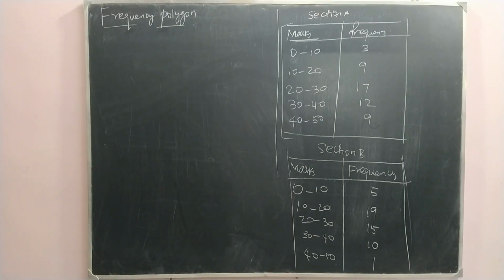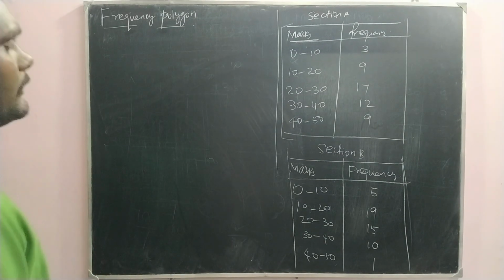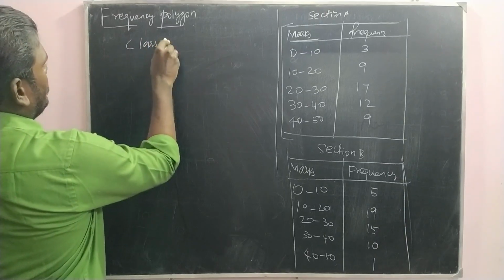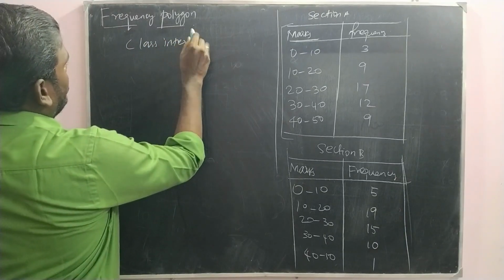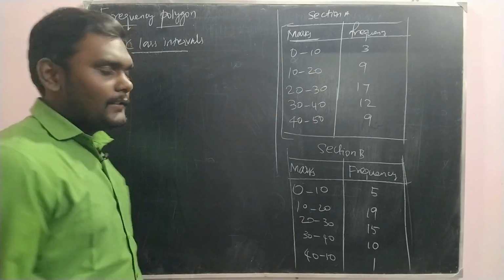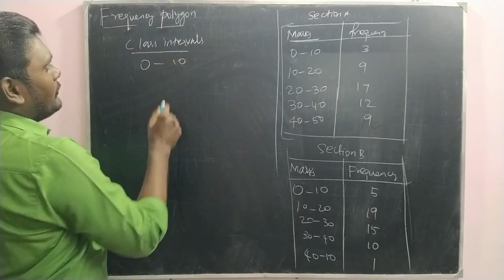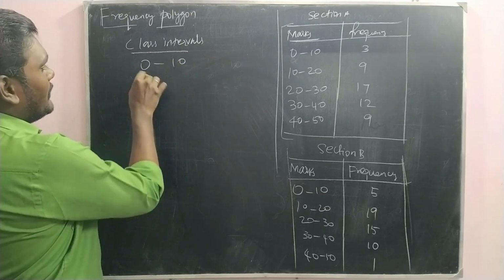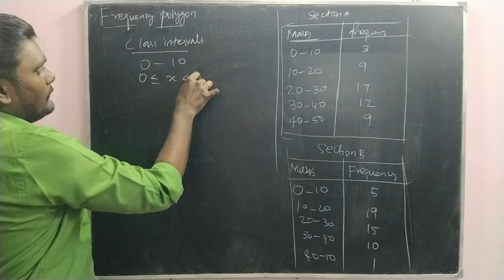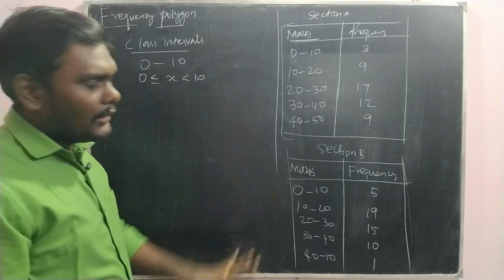Getting into frequency polygon, you should know first what class intervals are. Which are the class intervals? Here I mentioned them. The class interval varies from 0 to 10. It means that numbers from 0 up to below 10 are included. The upper limit is always not included.